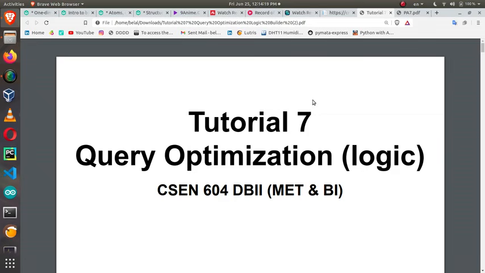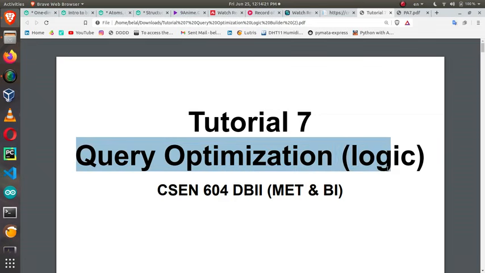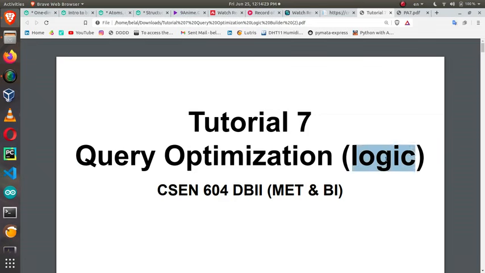Welcome to tutorial 7 entitled Query Optimization Part 1, the logical plan, which is intended for both majors, MET and business informatics. Okay, I hope that all of you are fine and everything is healthy and good at your site.